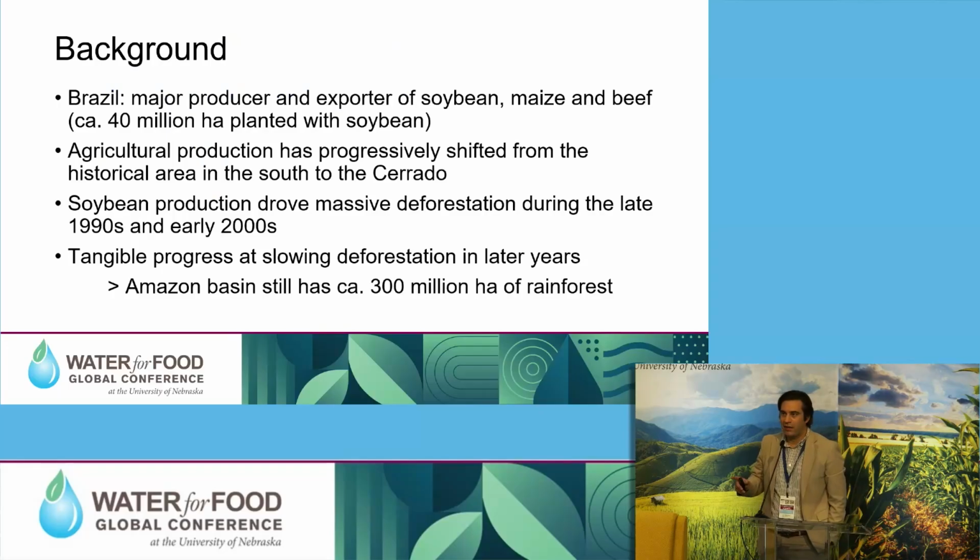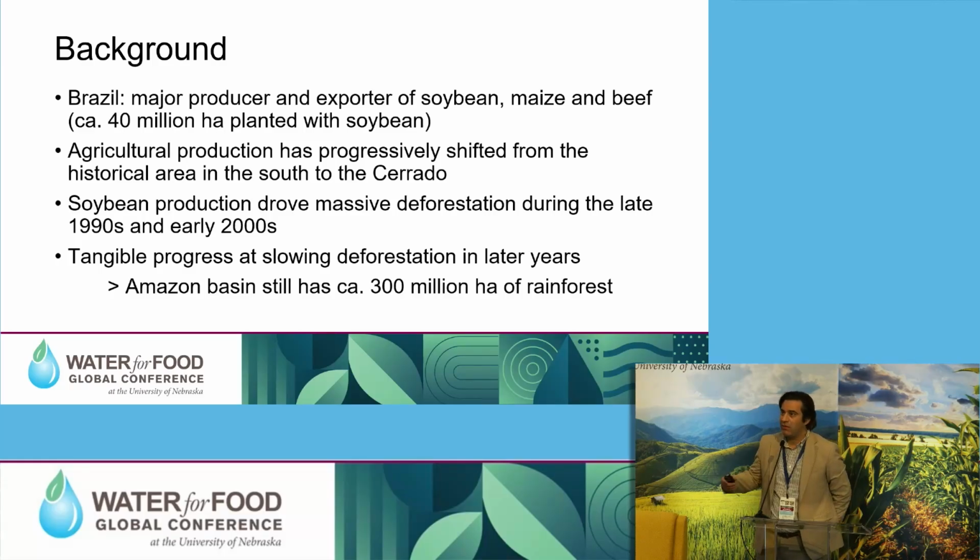So for those of you that are not familiar with Brazilian agriculture, let me give you a little bit of background. Brazil is now the major producer of corn, soybean, and beef in the world. There are roughly 40 million hectares of land planted with soybean. That's bigger than the US Corn Belt. But something that has been quite unique in Brazilian agriculture is that the heart of the crop production area has shifted from the south region to the central region, an area that we call the Cerrado.